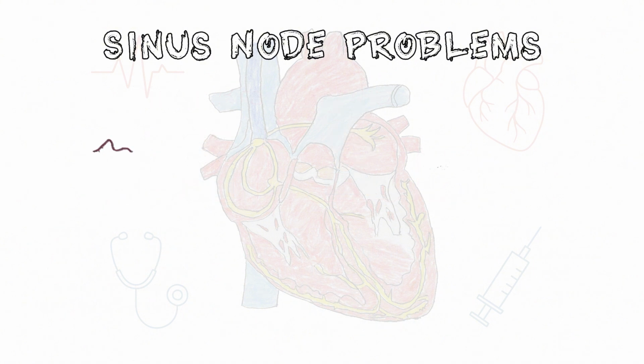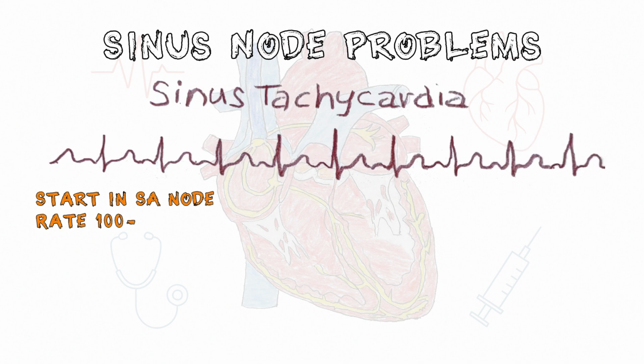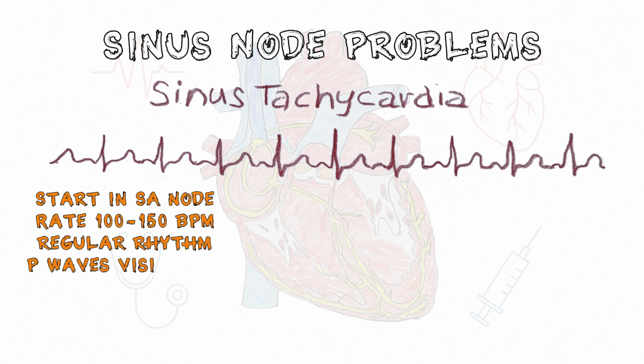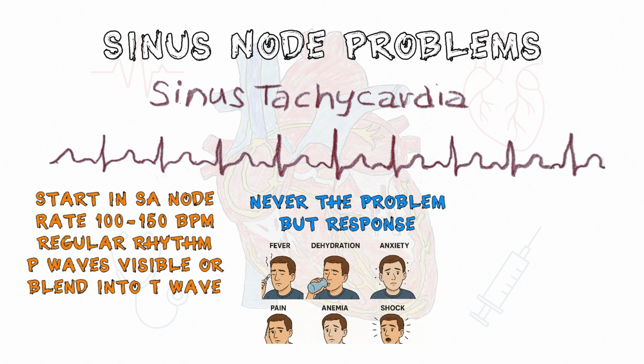Second, sinus tachycardia also originates in the SA node. Heart rate rises above 100, up to around 150 beats per minute. The rhythm remains regular and the P waves often stay visible, though sometimes they start blending into the T wave when the rate increases. The key concept: sinus tachycardia is never the problem, it is always a response to a problem. Causes include fever, dehydration, pain, anxiety, anemia or shock.